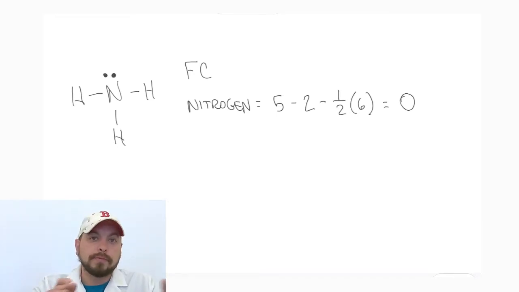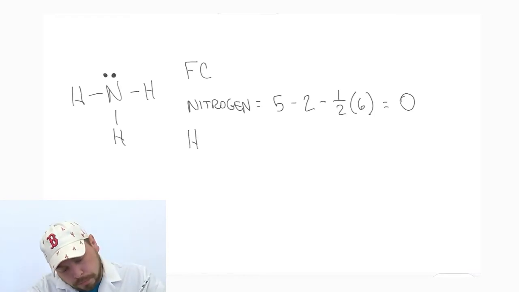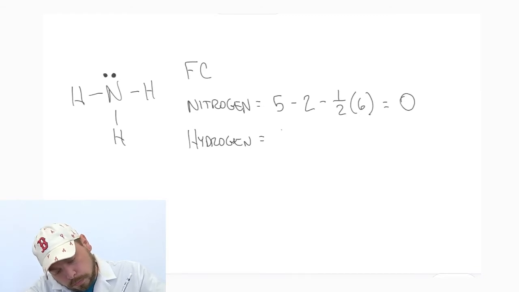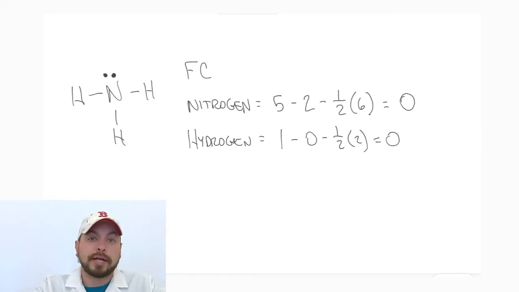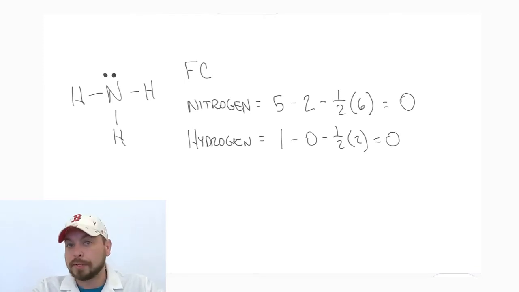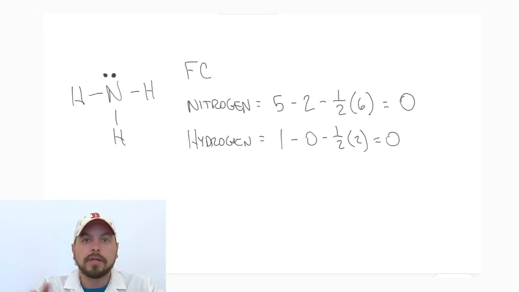Now, for the hydrogens, it's the same as it was in the last structure, where each hydrogen has a formal charge of 0 as well. The total formal charges of this compound, 0 for nitrogen, 0 for each hydrogen, they add up to 0. Therefore, this is going to be a stable or a very functional Lewis structure.